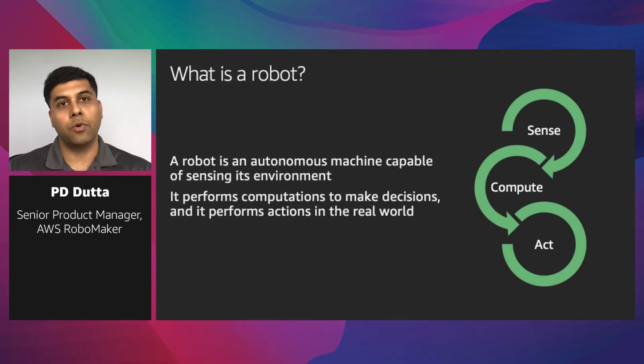So let's start with what's a robot. When we say a robot, we typically have different ideas that pop up in our heads. Some of you might be thinking of a humanoid robot. Some of you might be thinking of a consumer robot like a vacuum cleaner, like the Roomba. For us, a robot is any autonomous machine that is capable of sensing its environment, can perform computations, make decisions, and ultimately take an action in the real world.